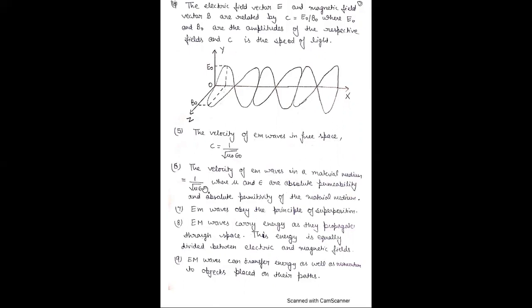Mu naught epsilon naught is replaced by mu epsilon. Here mu is the absolute permeability and epsilon is the absolute permittivity of the medium. This is the velocity of EM waves in a material medium. Seventh, electromagnetic waves obey the principle of superposition.